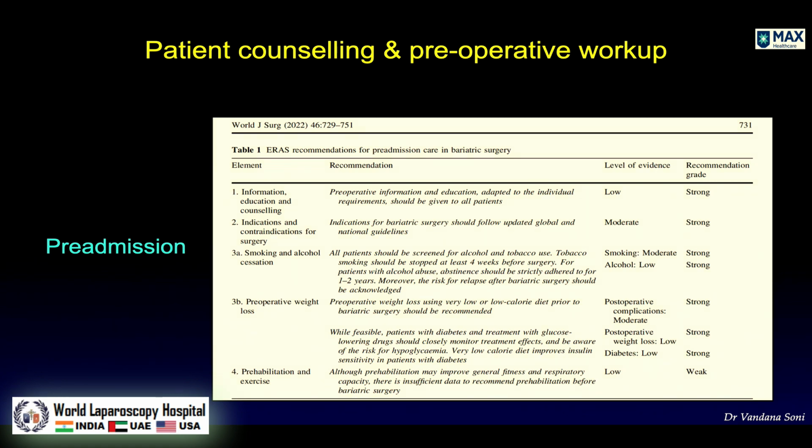Now, in pre-admission, when the patient comes to you, there is a... So in this, again, a well-informed patient.